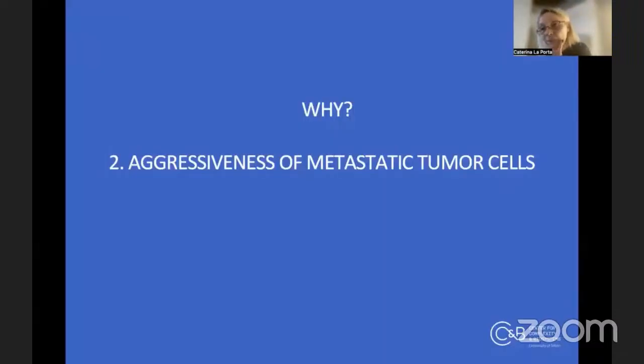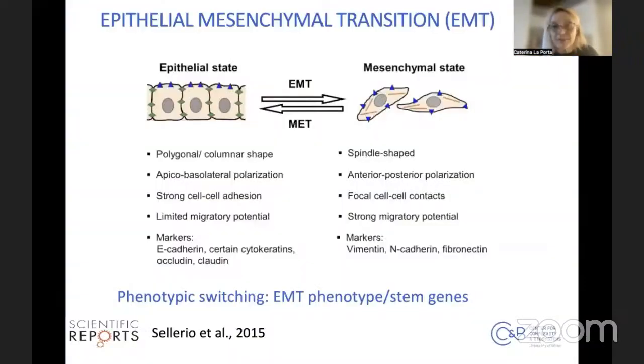But on the other hand, we have seen that for other kinds of tumors, the aggressiveness involves also the environment and the capability of the cells, probably the adhesion properties and other biological mechanisms. So this is the second point. We worked very hard to try to understand and answer this question: the aggressiveness of metastatic tumor cells.